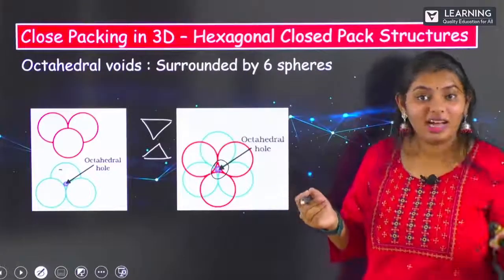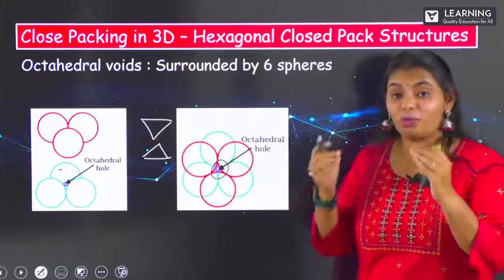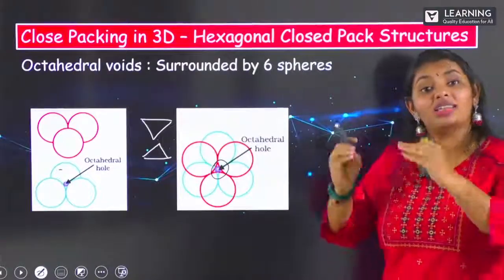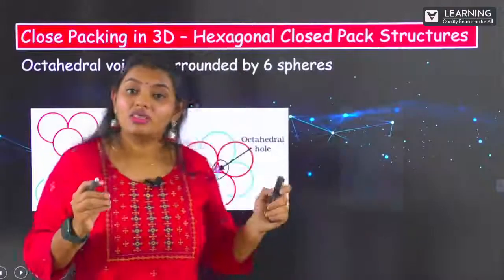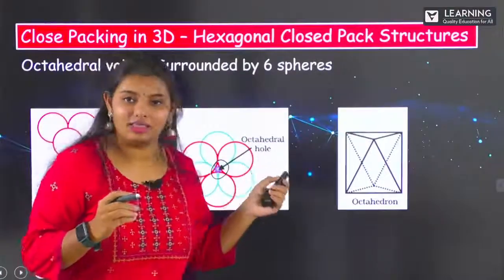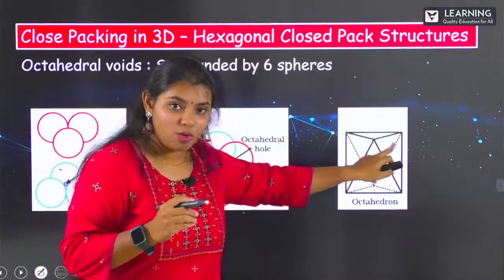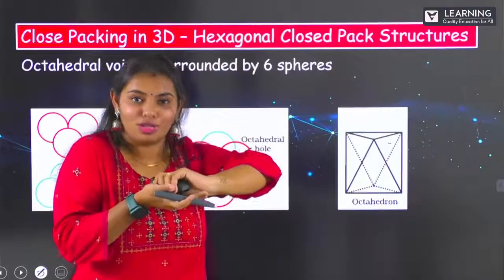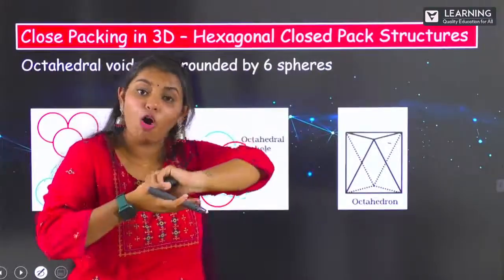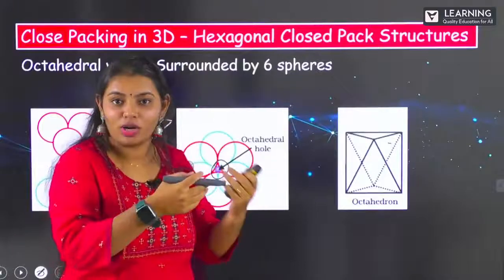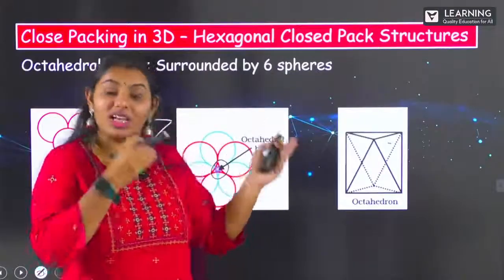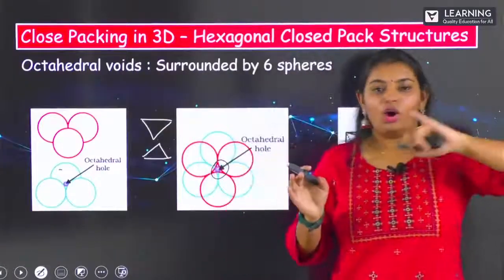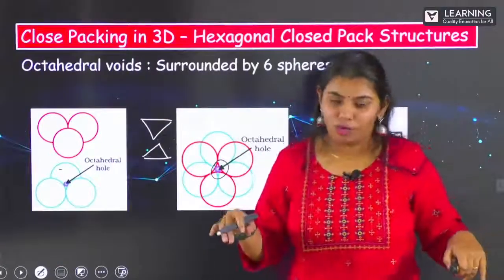Like the way I told in tetrahedral void, the tetrahedron structure is formed. If you observe the structure of the way the voids are formed, the tetrahedron structure is formed. The same way in octahedral void, the structure which is formed here is an octahedron. As I told, the triangle which is formed here and the triangle which is formed here, both of them are opposite to each other. They are not the same, they are opposite to each other. So that's why the formation is in the form of an octahedron. That's why the name is called octahedral voids. We understood now what is tetrahedral void, what is octahedral void, right?